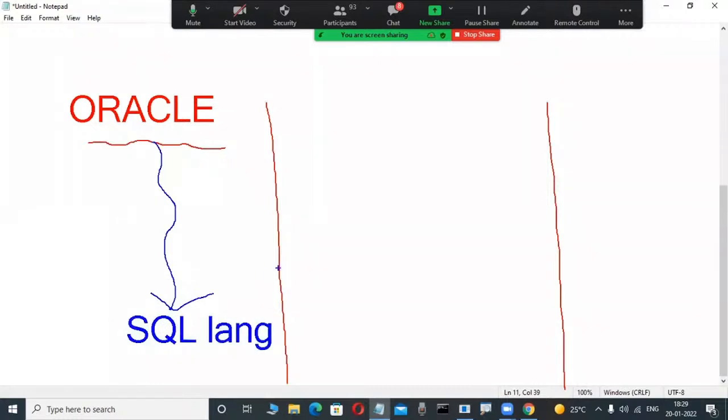Okay, fine. Suppose in my company another project is also there. That is also a relational database product, from Microsoft. That is SQL Server. Observe here, SQL Server is a product.